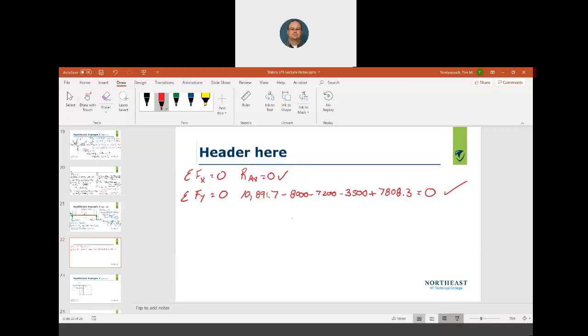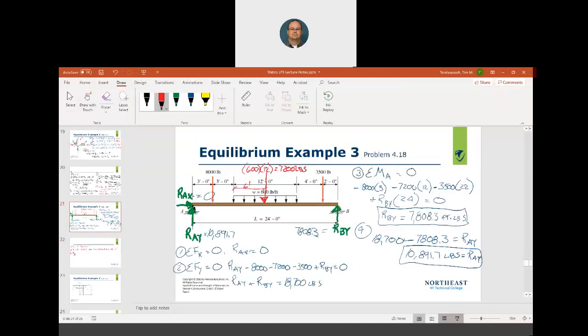Now, the really good final check is sum of the moments about point B. Now, it's very important that you use a different point. Before I used point A. Now I want to use point B. Okay, because no matter where I rotate about, it should equal 0. This is your true check right here. This is the biggie. So if you get 0 or really close to 0, you know you did the problem right. Okay, so I'm going to sum all the moments about point B. So RAY is going clockwise, so that's a negative.